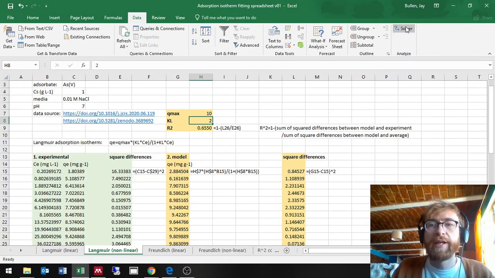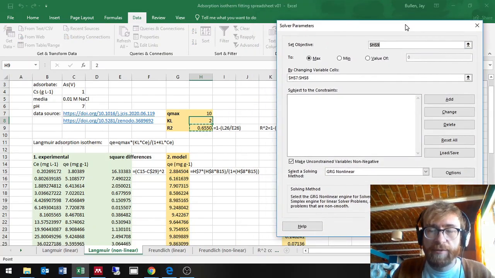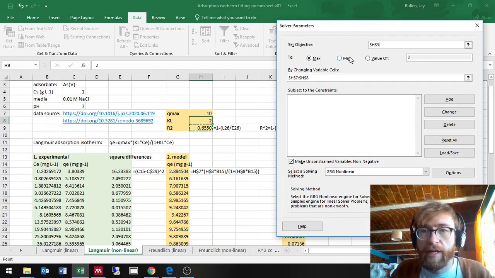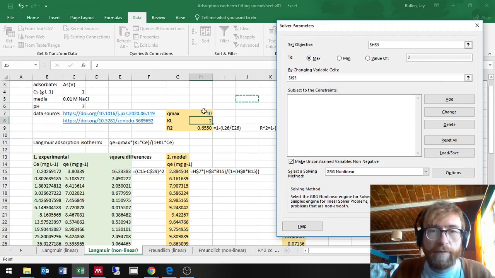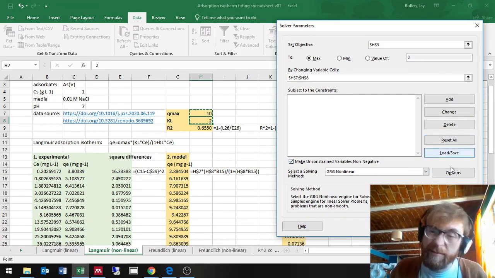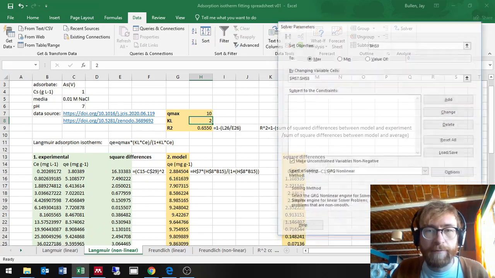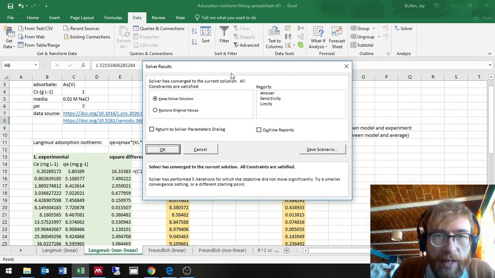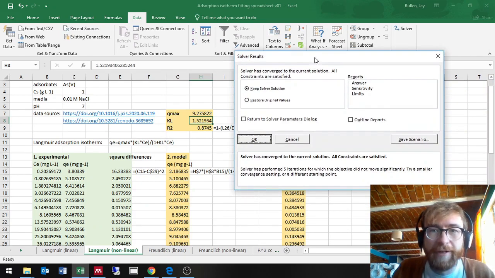So we click the solver function, and what we want to do is take our R-squared value, which is currently 0.65, and maximize it as close to 1 as we can. And we're going to do that by manipulating these two cells here. Normally we don't need to change any other parameters here. So we click solve, and what we're going to see is, oh, that was very fast. Okay, solver has converged to the current solution.